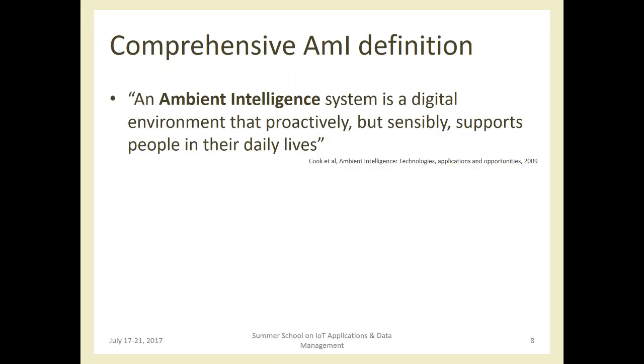So I like all of these definitions, but I like two of them, which in very few words capture the essence of what we are trying to do. The first is a definition by Diane Cook, a researcher in the United States, 2009, so it's 8-9 years ago. She wrote in a paper: an ambient intelligence system is a digital environment that proactively but sensibly supports people in their daily lives.